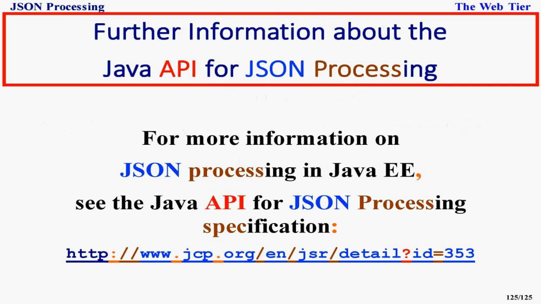Further information about the Java API for JSON Processing. For more information on JSON processing in Java EE, see the Java API for JSON Processing specification, http://jcp.org/en/jsr/detail?id=353.